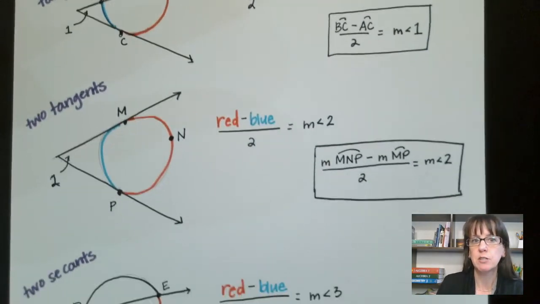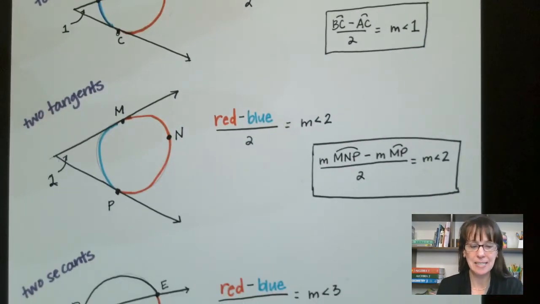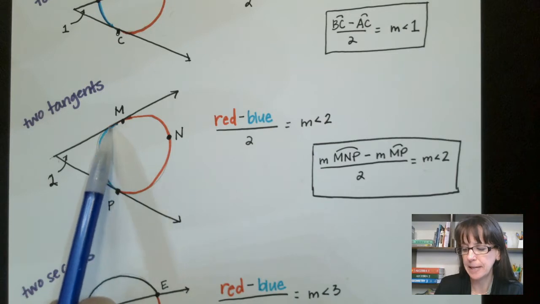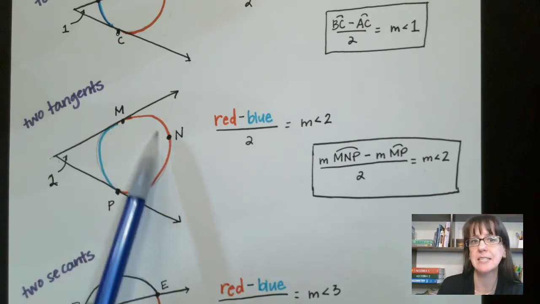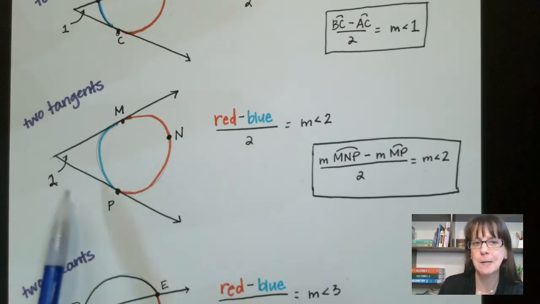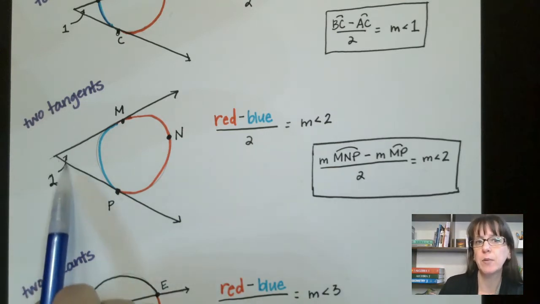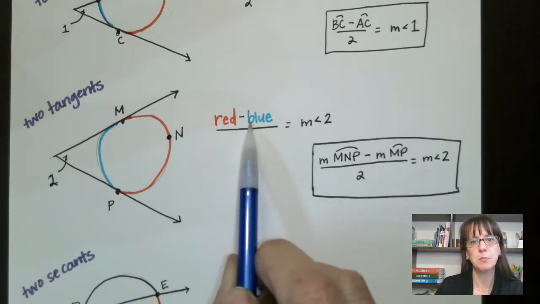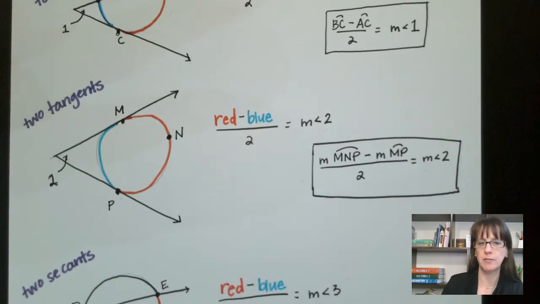Let's take a look at when it's two tangents. It's the same idea here. It's easier to point with a pencil. We take this red arc here minus the blue arc, and notice it's making an entire circle, 360 degrees. Divide that number by 2, and we get our angle that's right outside here. So you can see red minus blue divided by 2 gives us the measure of angle 2, and here's how you would technically write it down.